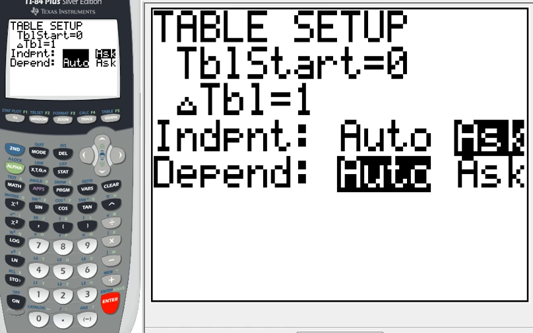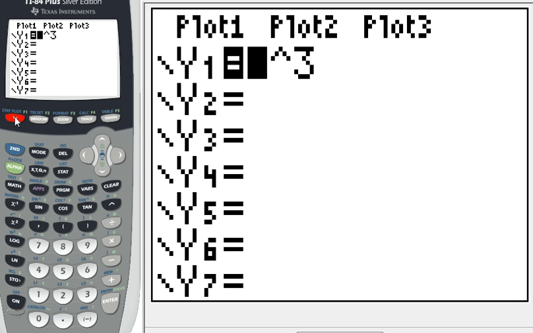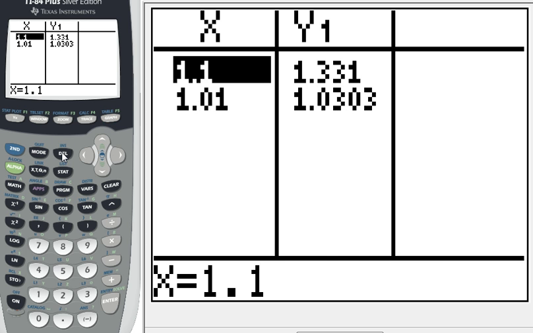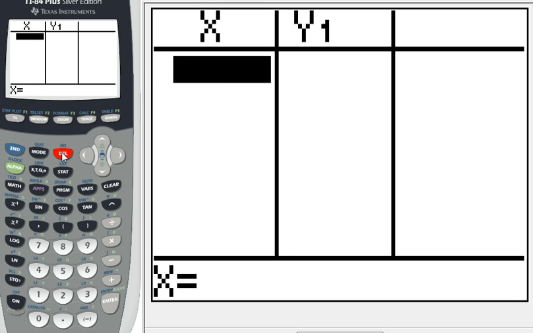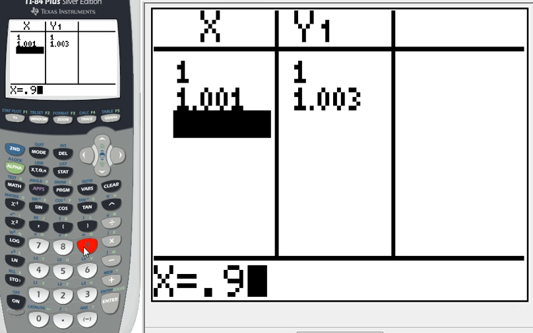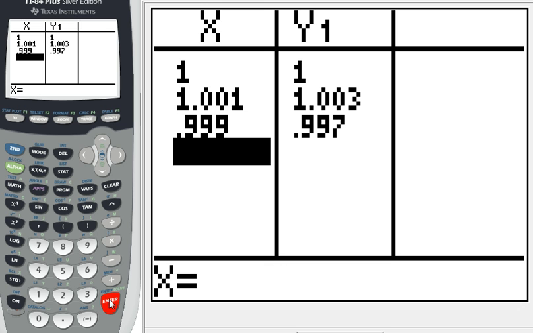Okay, making sure that my independent variable is set to ask and that I have the equation y is equal to x to the third on y1. I'm going to go into my table, and if there are any values in there, you can delete them very easily. And again, the numbers we're interested in are 1, 1.001, and 0.999. And this really should be everything that we need to know.